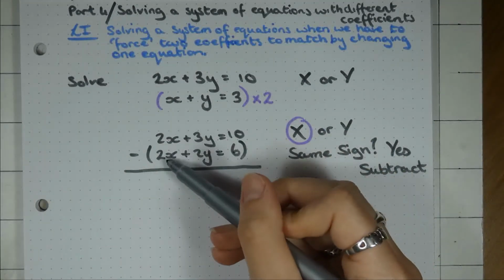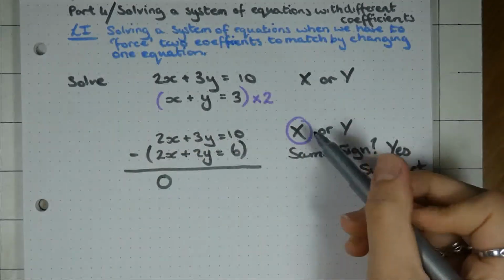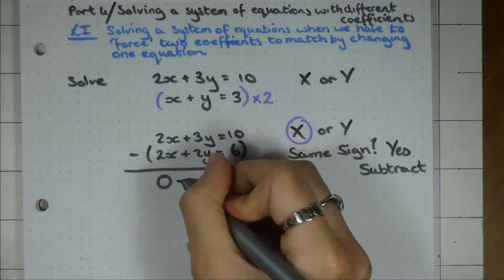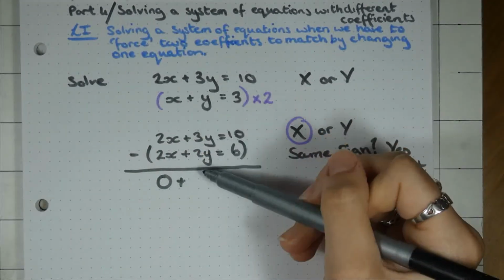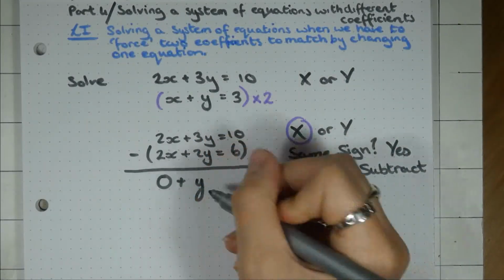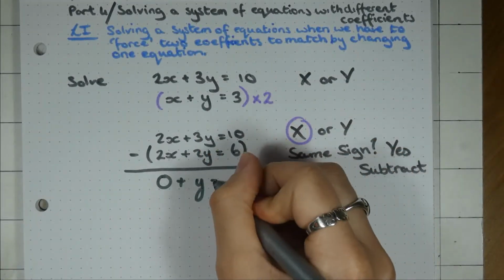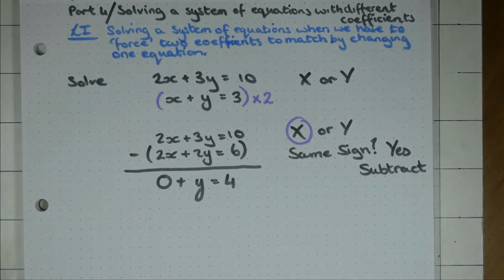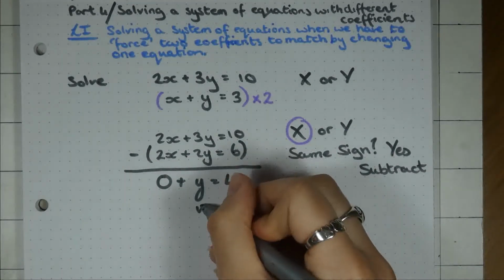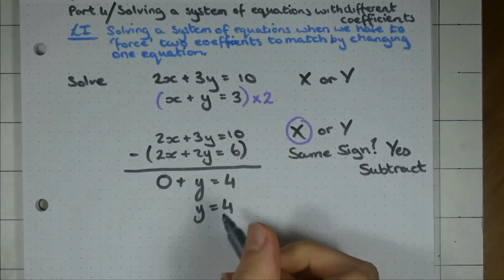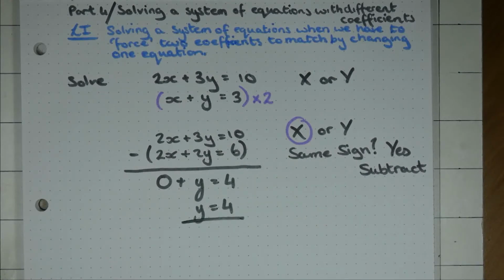So we have 2x, take away 2x, we get 0. That's what we expected, we wanted it to go away. 3y, take away 2y, we're going to be left with y. 10, take away 6, we're going to be left with 4. And actually, that's us pretty much done. We just need to state it a little bit more obviously. Y equals 4.